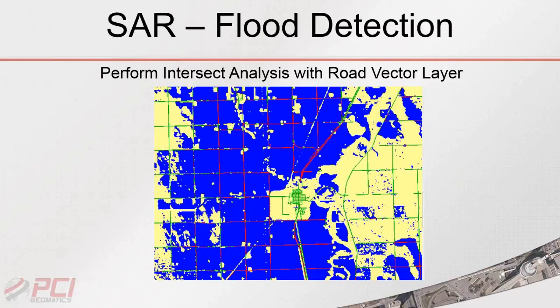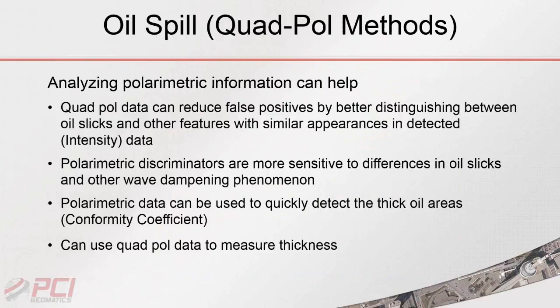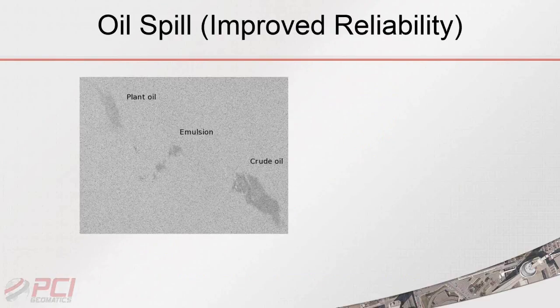We can look at oil spills. Here I just have an example of what an intensity image looks like in the VV channel. So we have three suspicious slicks, if you will, or dark targets on the ocean surface here. If we were just to look at the intensity data, it's really hard to tell what is oil and what is not, natural emulsion or maybe just plant oil that's occurring naturally on the ocean surface.